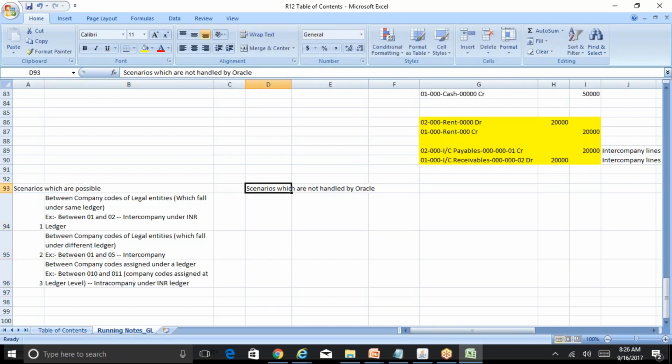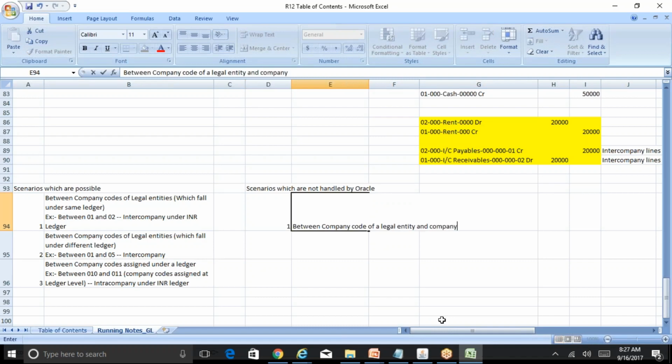And scenarios which are not handled are, one example would be between the company code of a legal entity and the company code of a ledger. So in this example, it would be between 01 and 03 under the INR ledger. So this you cannot call an intercompany or intracompany because Oracle itself is not allowing this scenario.